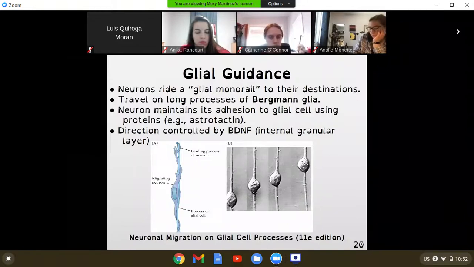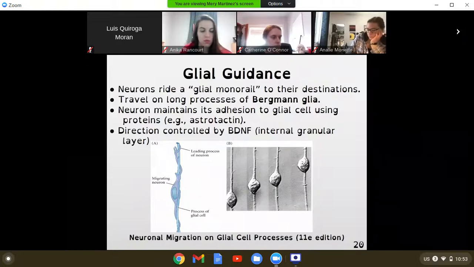Okay, so now we talk about this glial guidance, how these cells know where to go and how. The development of the spatial organization, whether vertical or horizontal, is very critical for the proper functioning of the cerebellum, for instance. One mechanism that is important for positioning young neurons in the brain is the glial guidance. So through the cortex, neurons ride a monorail within these glial cells.